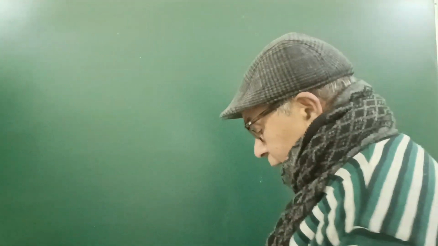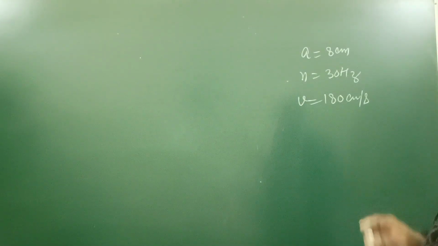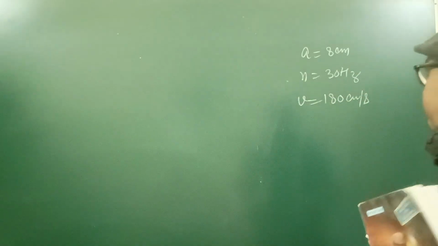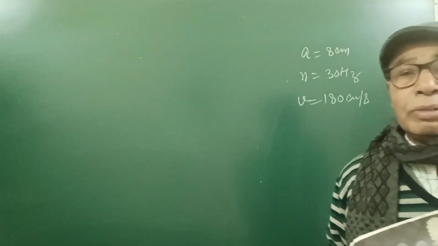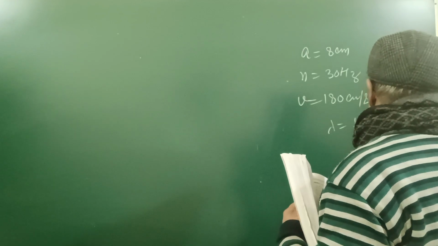Component waves producing stationary waves have amplitude A equal to 8 centimeter, frequency 30 hertz, and velocity V equal to 180 centimeter per second. Write the equation of the stationary wave. The component waves are two waves having this amplitude, frequency and velocity. So first of all we need the component waves, so we need lambda, which is v by n, 180 upon 30, 6 centimeter.